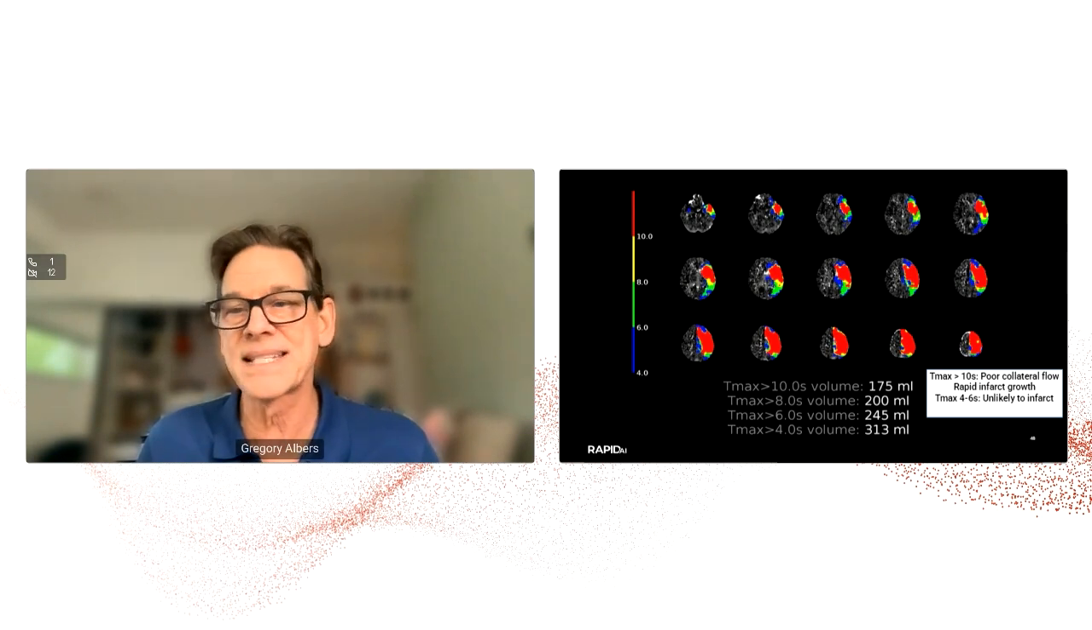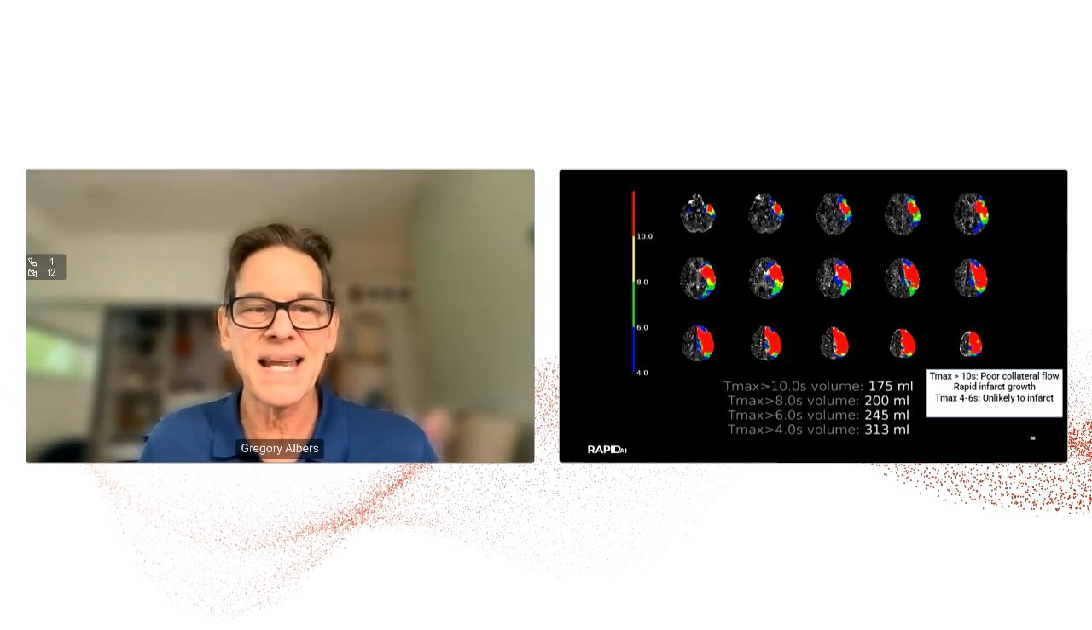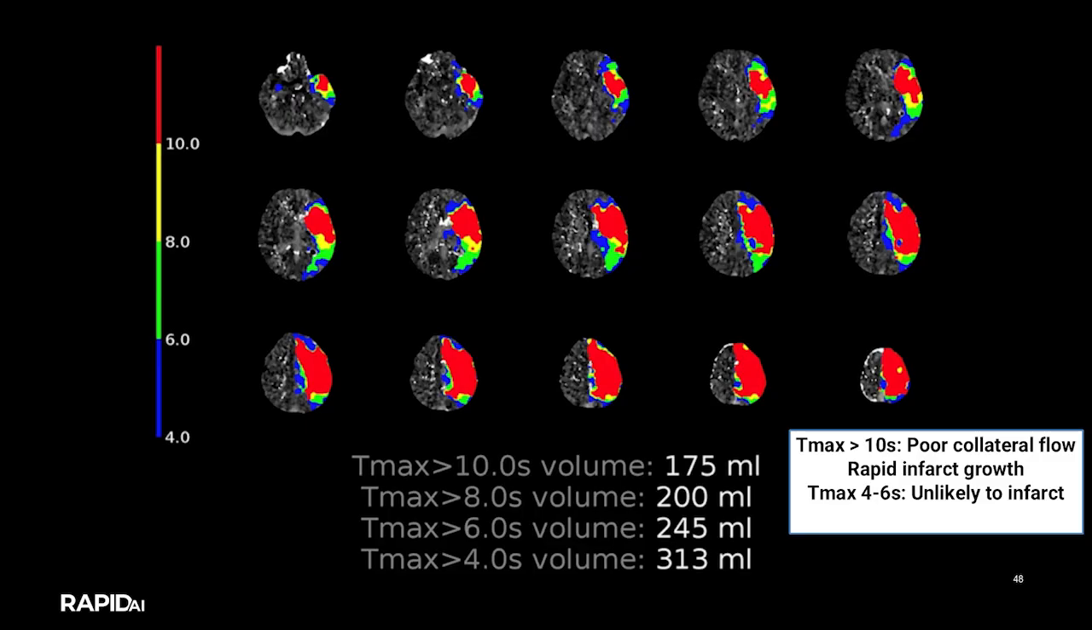If it's 4 to 6 seconds delayed, it's blue. 6 to 8 is green. 8 to 10 is yellow. And more than 10 is red. Why is this important? Well, because the areas that are red have severe delays. In other words, very poor collateral flow bringing in the contrast material, and areas with poor collateral flow are going to grow quickly. The other reason it's important to look here is the blue area.